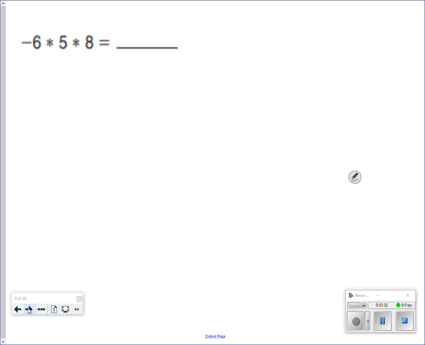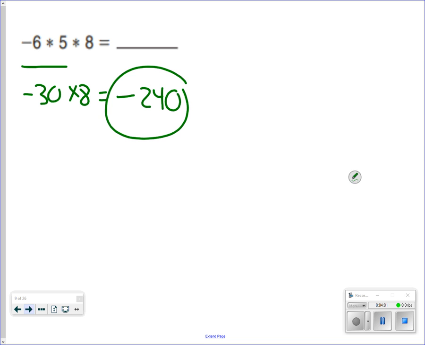Next problem here. Now I have 3 problems, so I just read it like a book. So I'm going to start with my first two. Negative 6 times 5. Well, 6 times 5 is 30. Negative 6 times 5 is negative 30. Now I'm going to multiply negative 30 times 8. Take it one step at a time. Negative 30 times 8, well, I have one negative times a positive, so I have a negative here. And 3 times 8 is 24, and I have to add a 0, so my answer is negative 240.